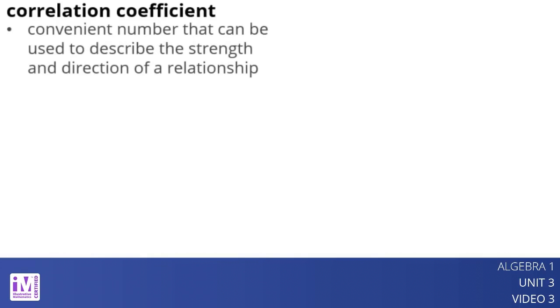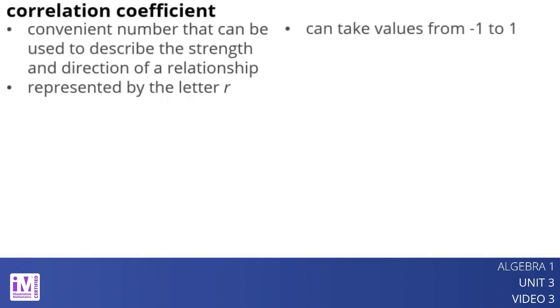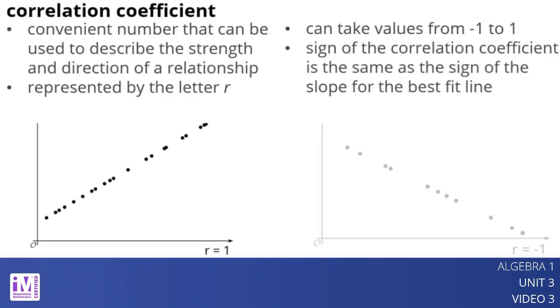The correlation coefficient is a convenient number that can be used to describe the strength and direction of a linear relationship. Usually represented by the letter R, the correlation coefficient can take values from -1 to 1. The sign of the correlation coefficient is the same as the sign of the slope for the best fit line.